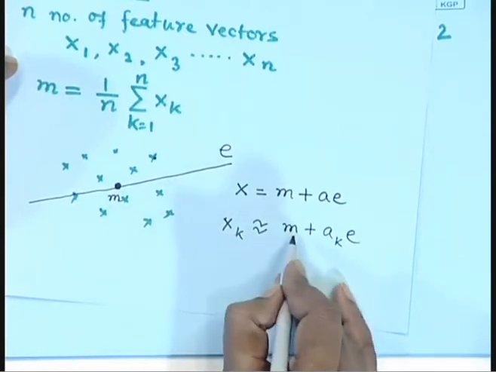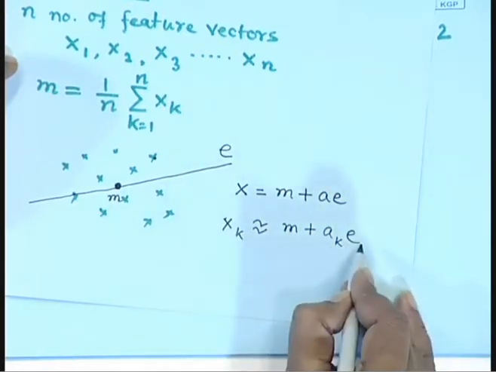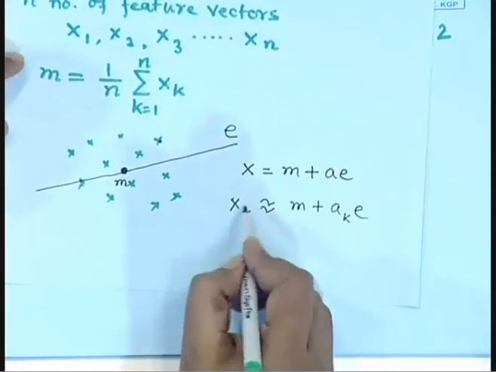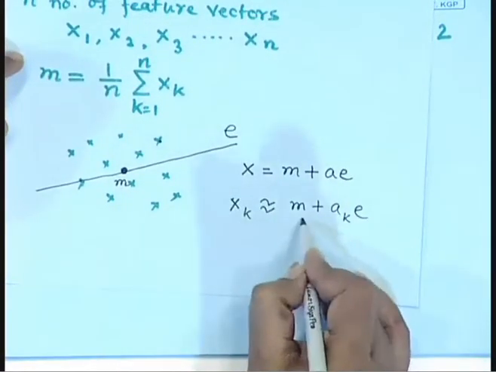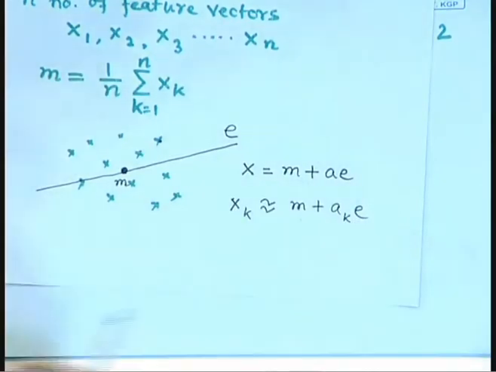X k I am representing as m plus a k into e, the projection on that line. See, otherwise, how do I get the error? This x k is my original point and this is the projected point. So, the difference between the original point and the projected point, that is my error. I am trying to estimate the error. So, this is the same as my original x k.